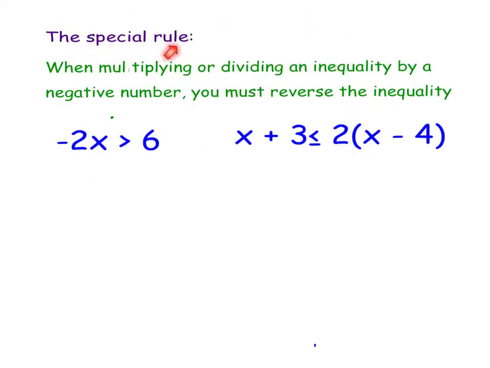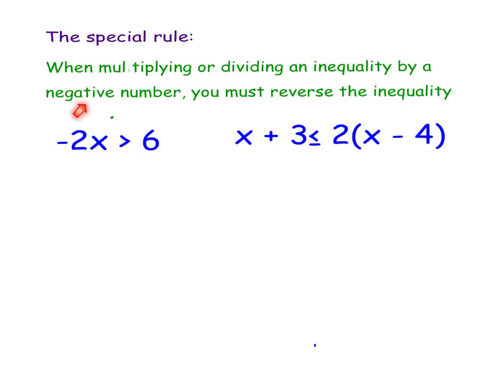So the special rule when you're solving an inequality is when you are multiplying or dividing an inequality by a negative number, you have to reverse the inequality symbol. Reverse the inequality symbol. It only is when you're multiplying and dividing by a negative number, not multiplying and dividing by a positive number, and not adding or subtracting a negative number, only multiplying and dividing by a negative number.